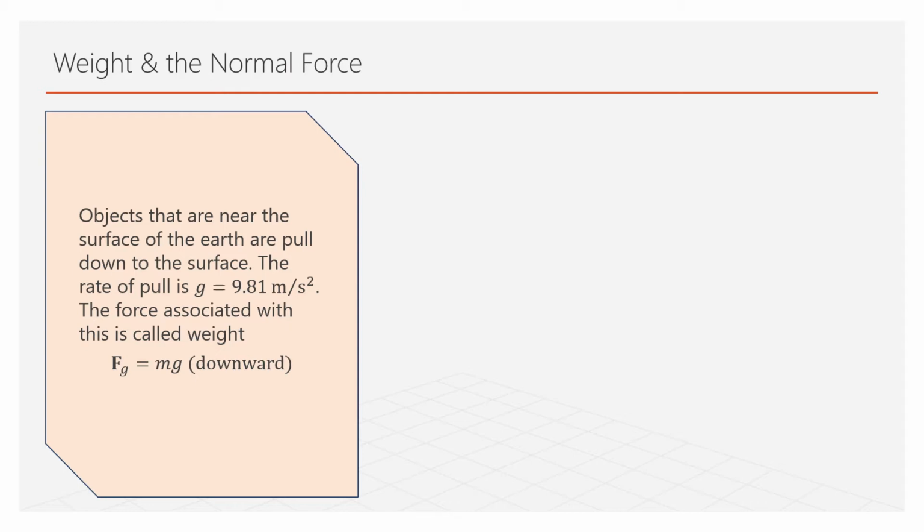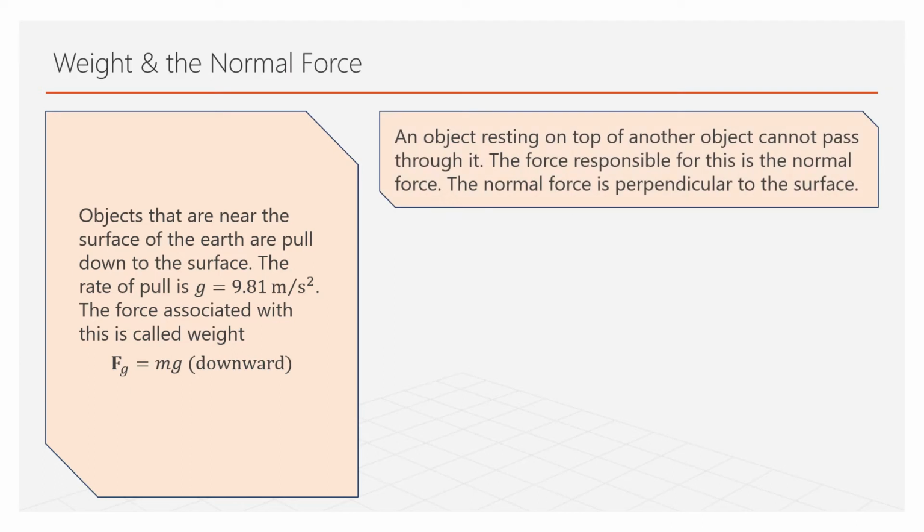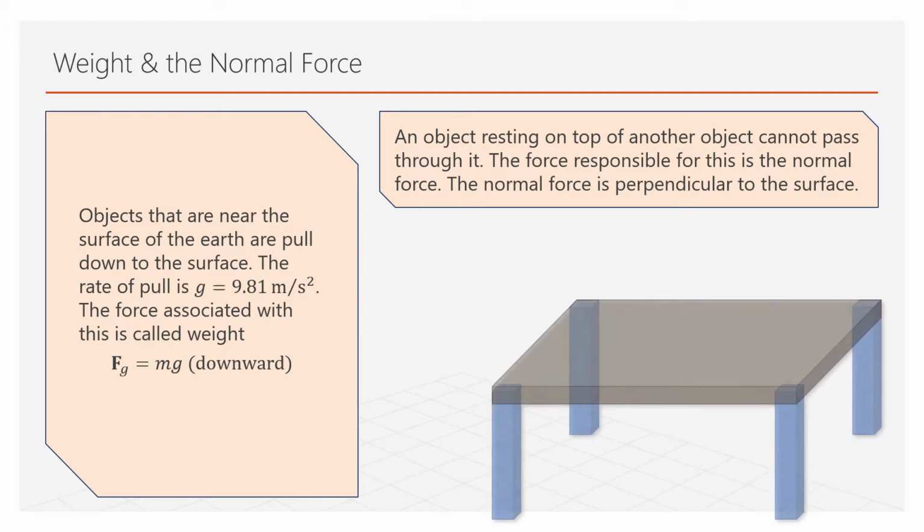The force associated with this pull is called weight, and it is equal to the mass of the object multiplied by the acceleration due to gravity, and this force vector is always downward. An object resting on top of another object cannot pass through it. The force responsible for this is called the normal force. The normal force is perpendicular to the surface.